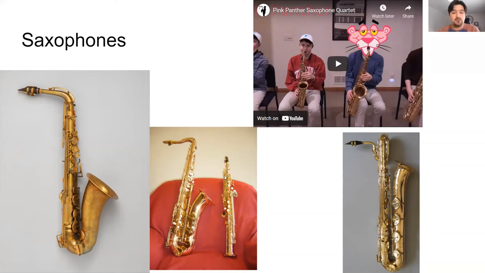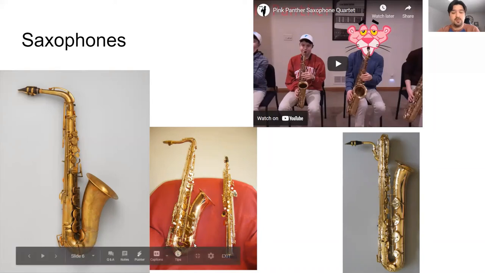Now, if you look at the picture in the middle, there's two right next to each other. The one that I'm circling now, the one on the left of the middle picture, is the tenor saxophone, which is actually the next step bigger. The one on the right side, which looks like a metal clarinet, is actually called a soprano saxophone, and it's actually smaller and higher than the alto saxophone.